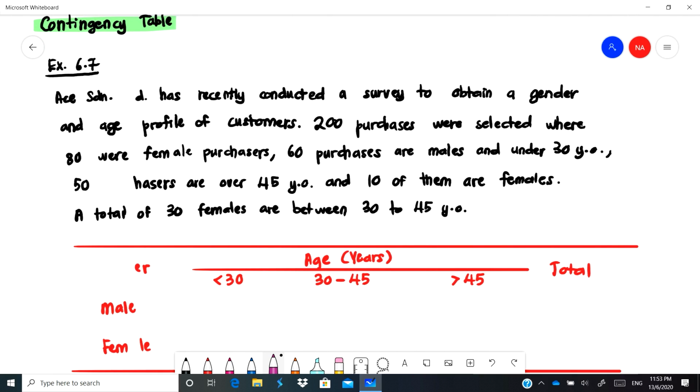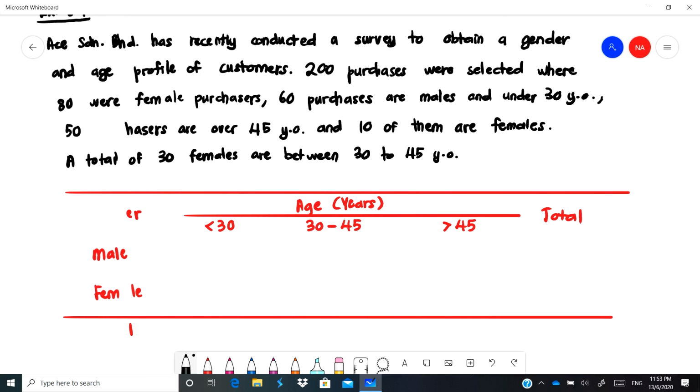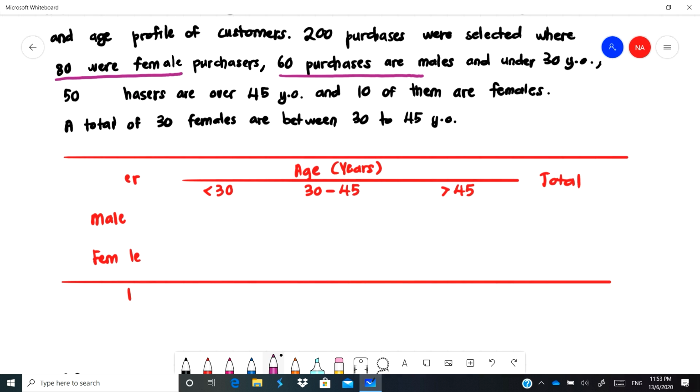Alright, so we have Ace Sendam Berhad, which has recently conducted a survey to obtain a gender and age profile of customers. So 200 purchases were selected, where I'm going to write this, 80 were female purchases and 60 were males. Okay, so 80, this one is total. This one is gender actually, this one is total. So 80 were females and 60 were males.